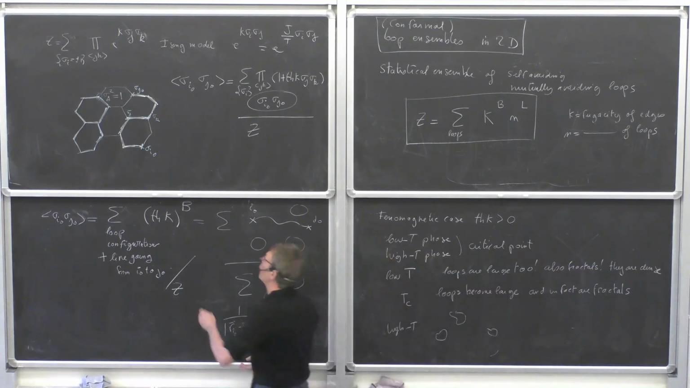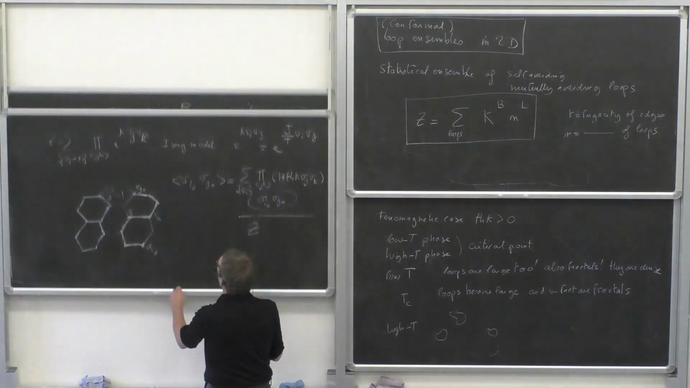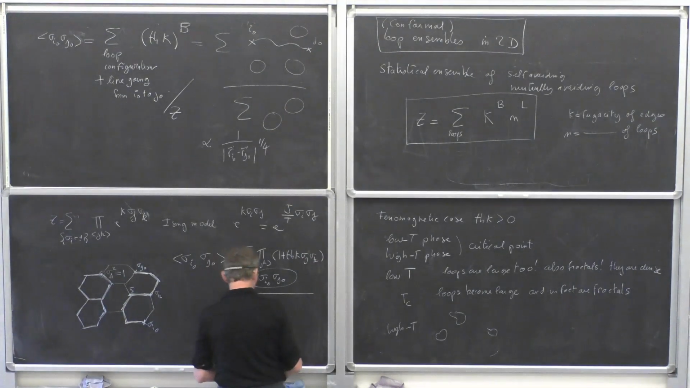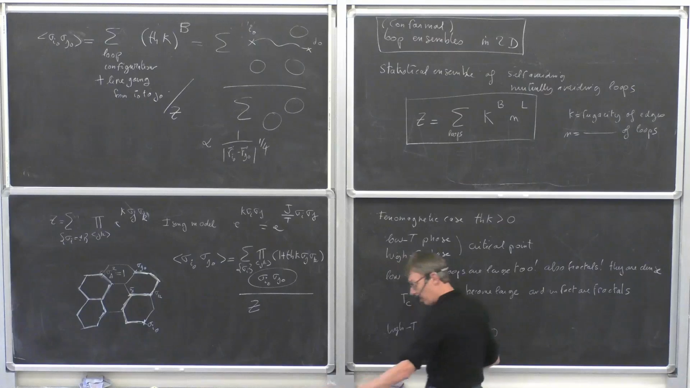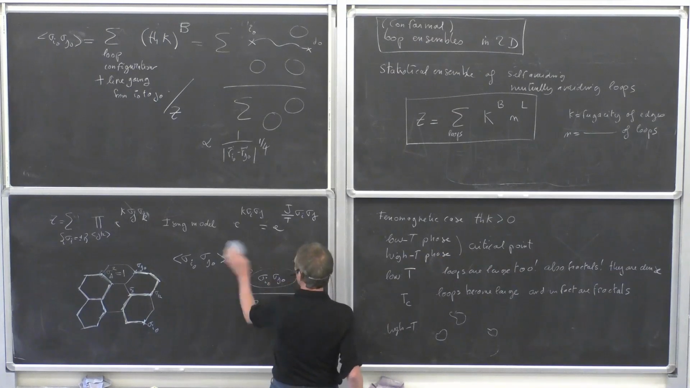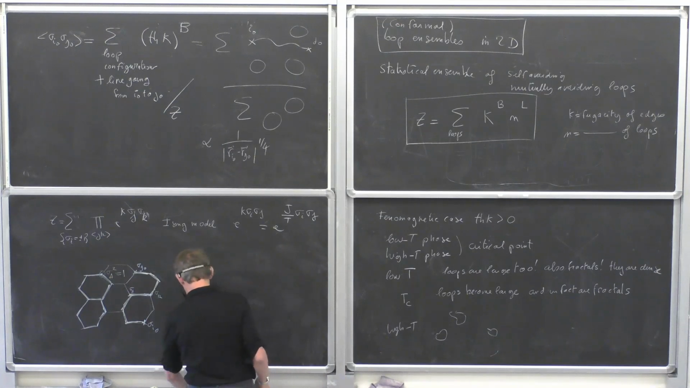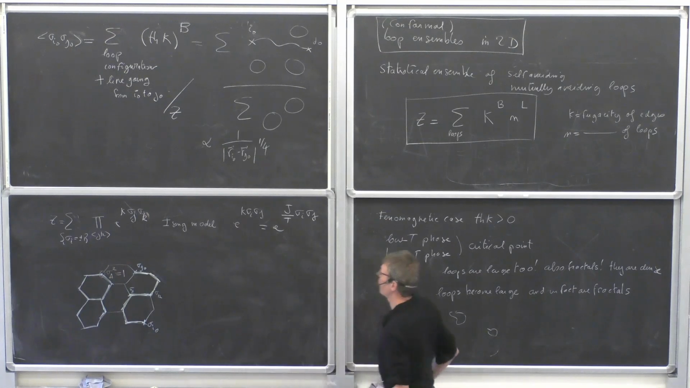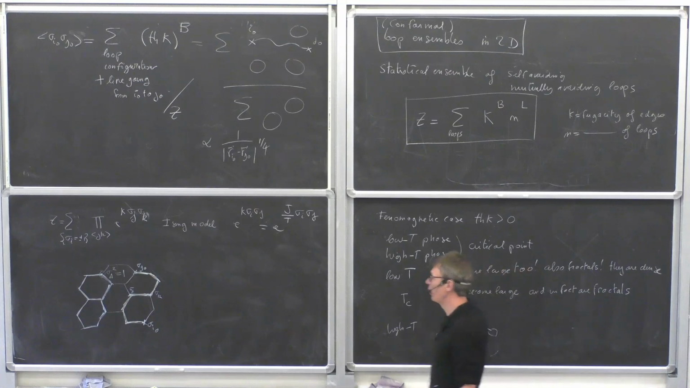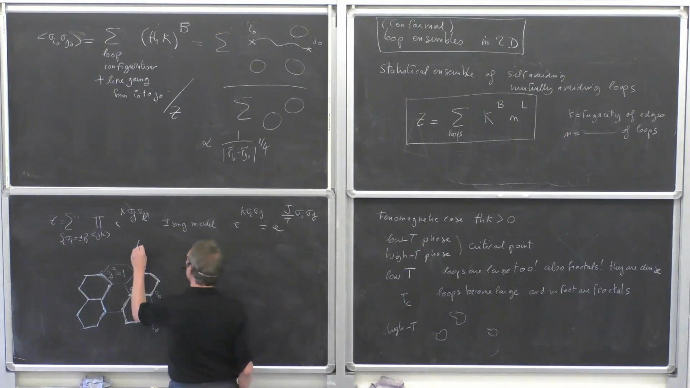So the way I introduced the Ising model was by doing the high temperature expansion. It is often useful intuitively to think instead of the low temperature expansion of the Ising model. So what is the low temperature expansion?